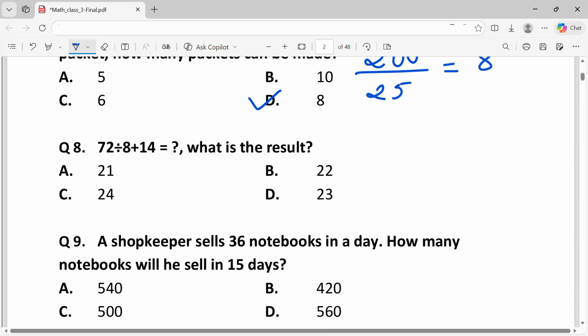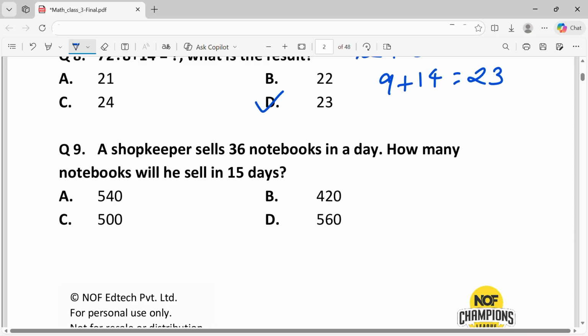Question 8. 72 divided by 8 plus 14. What is the result? Dividing 72 by 8 is equal to 9. And 9 plus 14 is equal to 23. So the answer is D, 23.